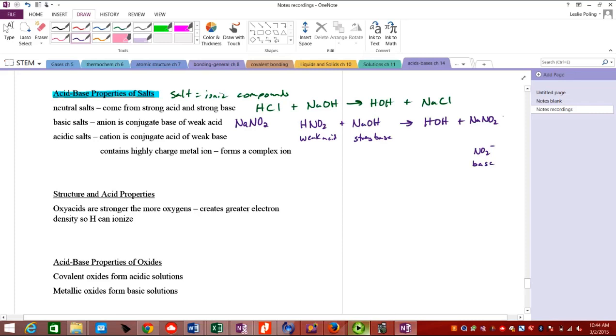You can also think of it as, look at the ingredients, strong wins. If you mix a weak acid and a strong base, your salt is a base. Strong wins. Okay?